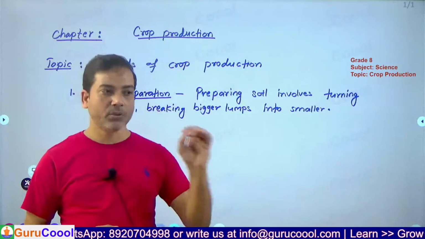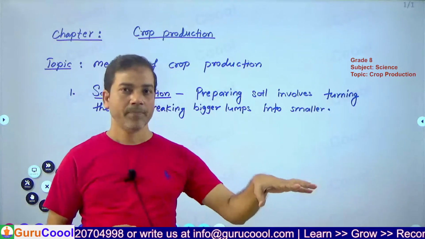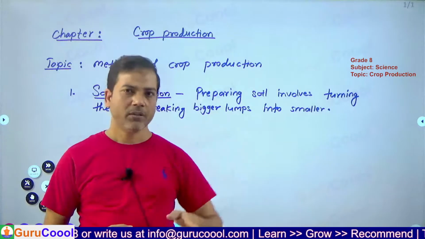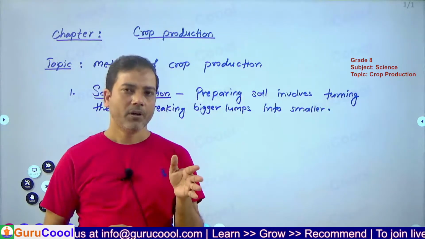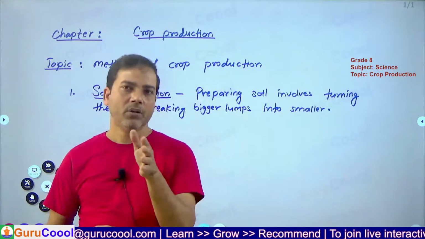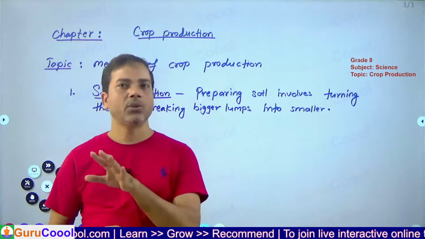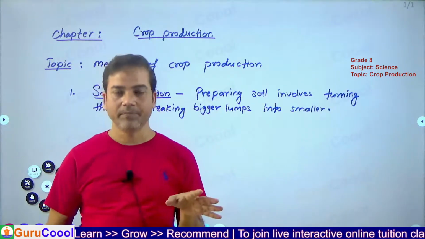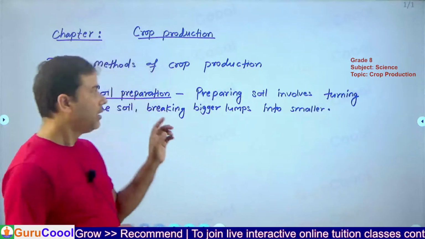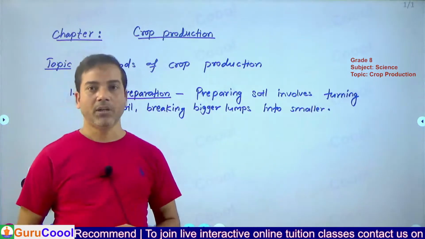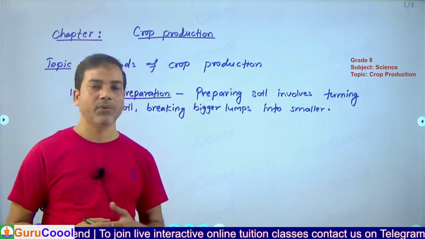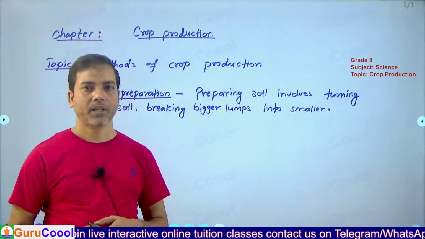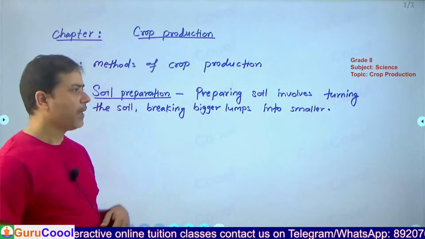If they are going to sow the seeds into the soil, mostly, not all, but mostly, the seeds will take 3 to 4 months to complete the life cycle. So it is very important. You can use some machines. Now let us know what are the machines for it.